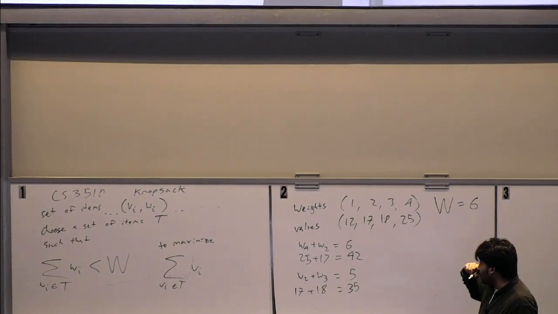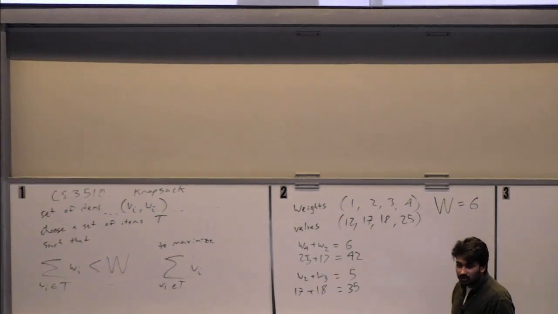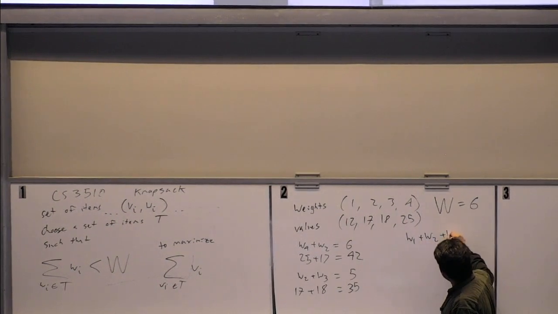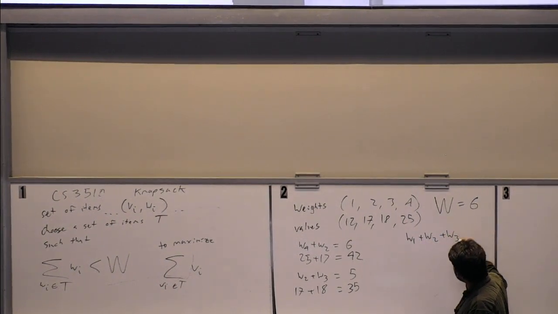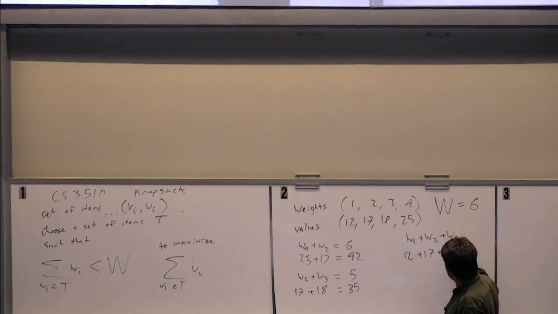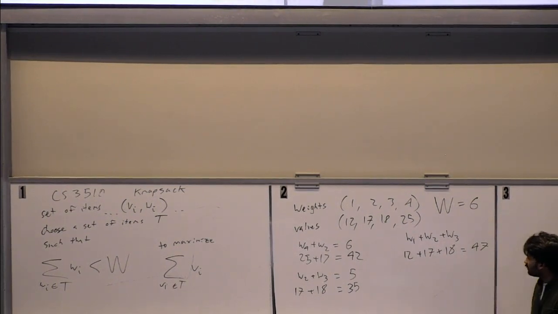There is an item of weight 1, though. So if you steal items 2 and 3, you have a spot left over, and you can steal 1 more pound of stuff. So you could also choose to steal item 1 on the way out. So you could actually steal item 1 plus item 2 plus item 3. And that would be 12 plus 17 plus 18. And that should be 47. Double check me on that. That sounds right. 10, 30, 40, 47. Okay. And it turns out that 47 is maximal in this case.